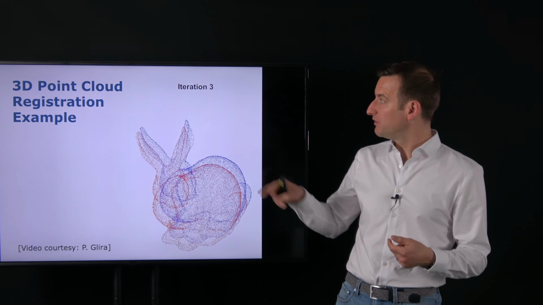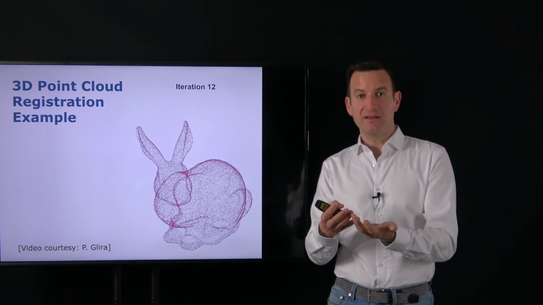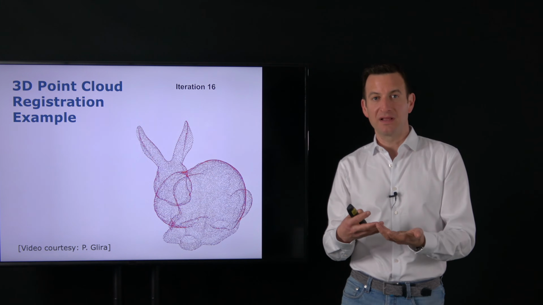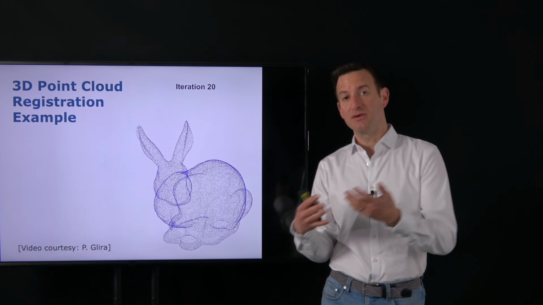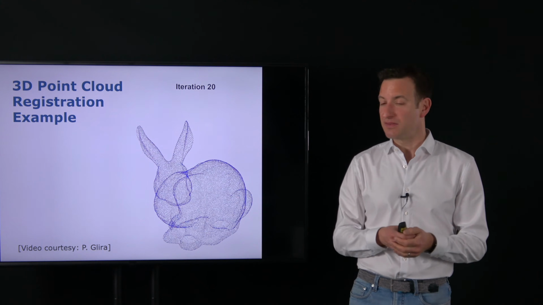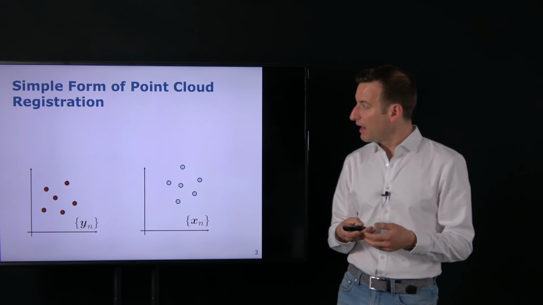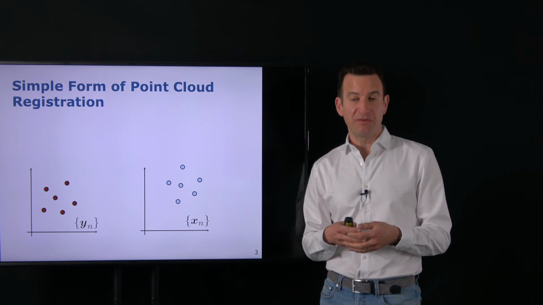And if you run this video, we see different iterations which are ongoing here, which try to find a data association, then perform the alignment step, then again look for data association, do the alignment step, and so on and so forth, until after a couple of iterations, those two point clouds are aligned with each other. So, we started out originally with a very simple form of this alignment.